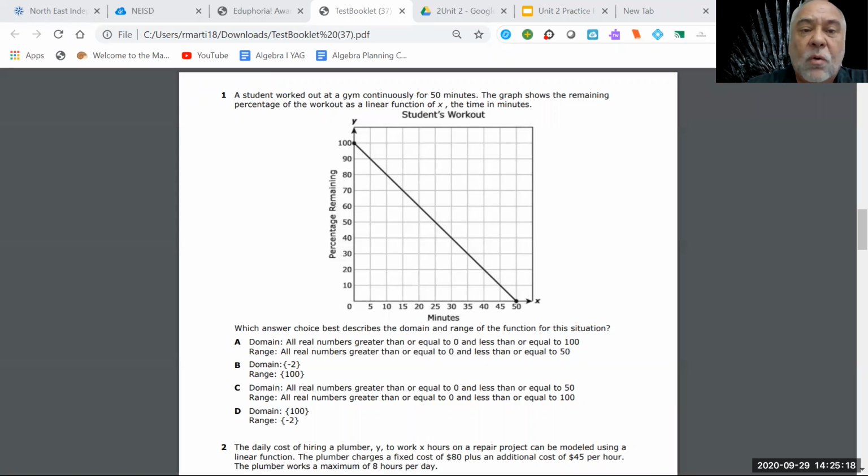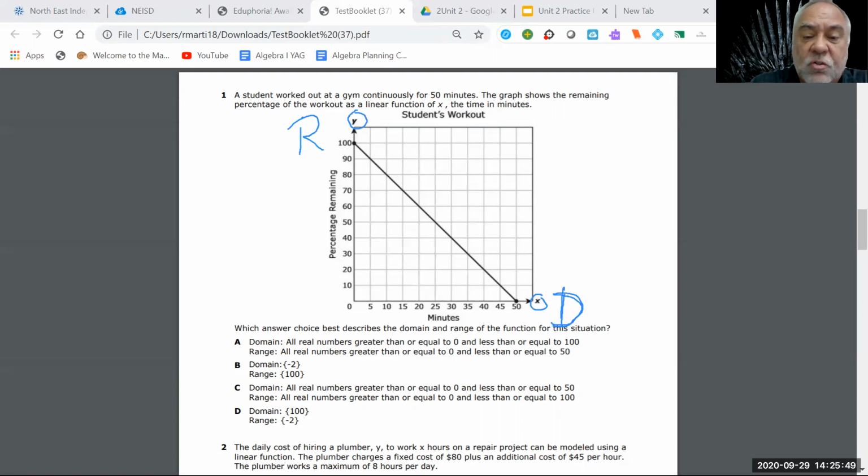Okay, so a student worked out at a gym continuously for 50 minutes. The graph shows the remaining percentage of the workout as a linear function of x, the time in minutes. Basically, and this is always the case, the horizontal axis on any graph is the domain, and the vertical axis is the range. They give you a hint here. This is x and this is y. So that's the domain and that's the range.